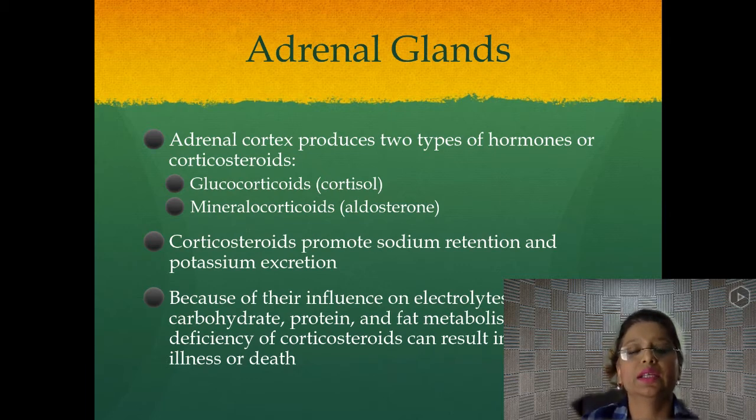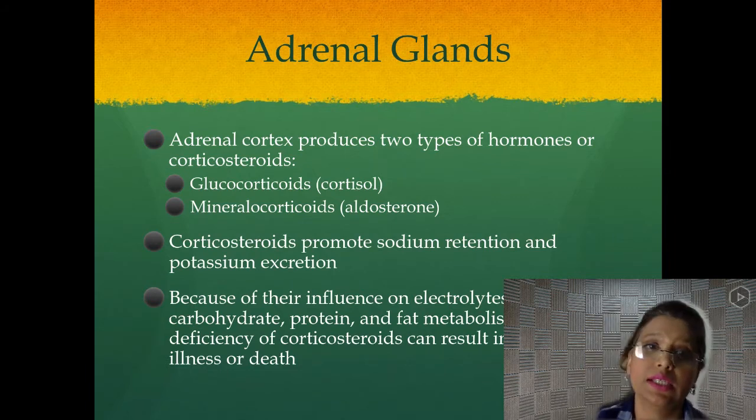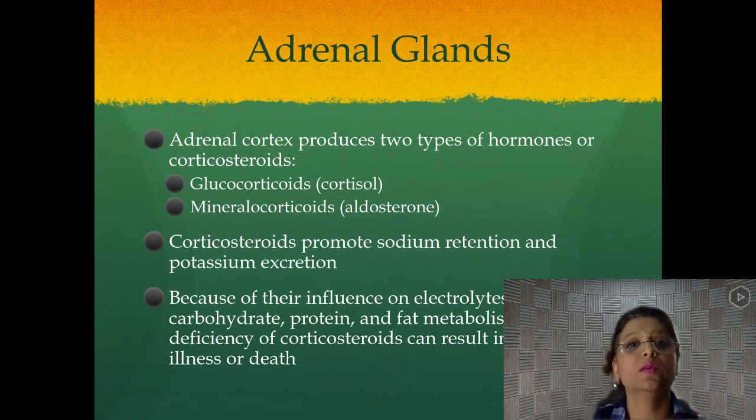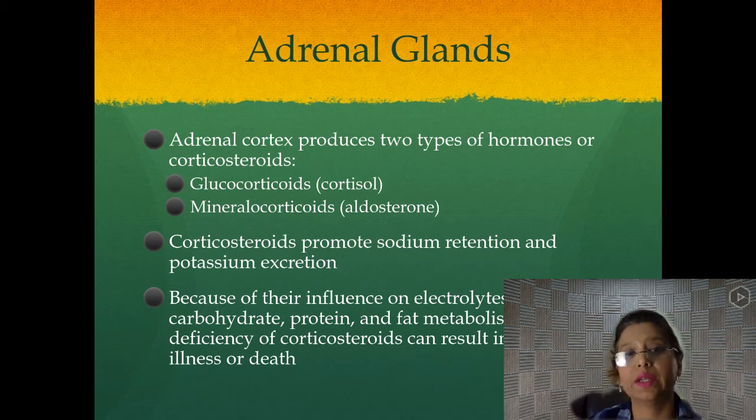Okay, adrenal glands. What are those? The crown on the top of the kidneys are called adrenal glands. The adrenal cortex produces 2 types of hormones, glucocorticoids and mineralocorticoids. Glucocorticoids are, in other words, steroids. People take steroids to build muscles, like bodybuilders. So our body naturally produces steroids, and they are called glucocorticoids.